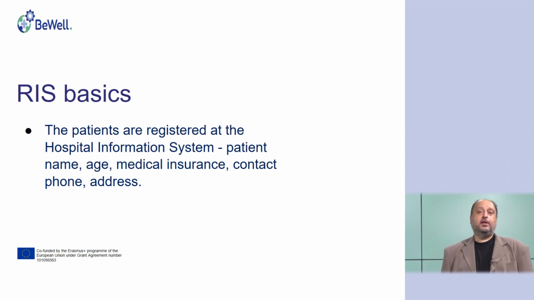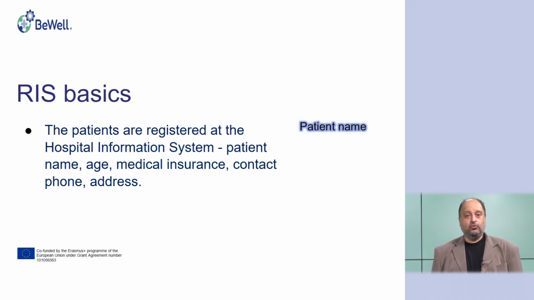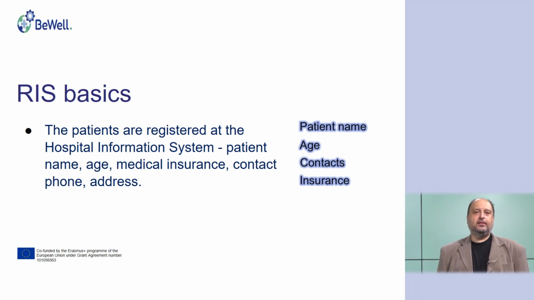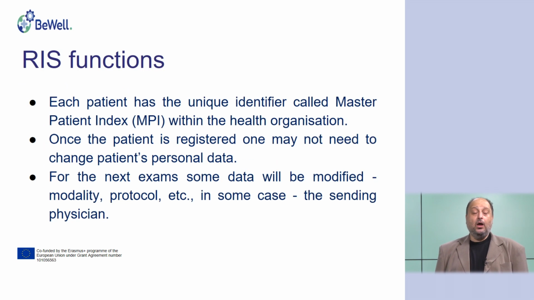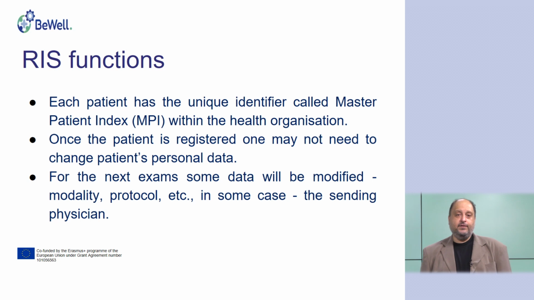How it starts: the patients are registered in the hospital information system with the name, age, medical insurance plan, contact phone, address, and other data. All these fields are available in the system. Also, each patient has a unique identifier in the healthcare organization. This identifier is called the Master Patient Index, but you may have it in some other forms. This is the unique identifier of the patient.